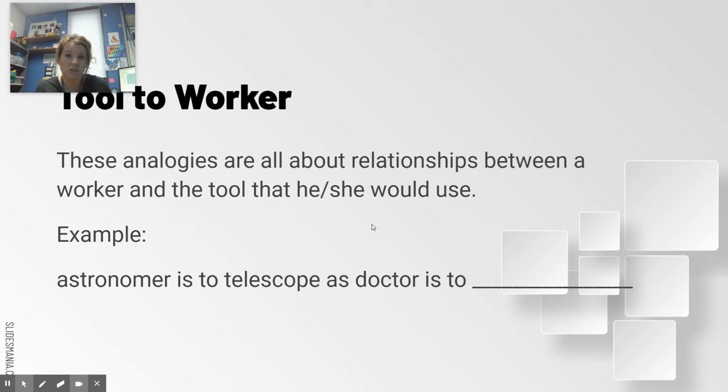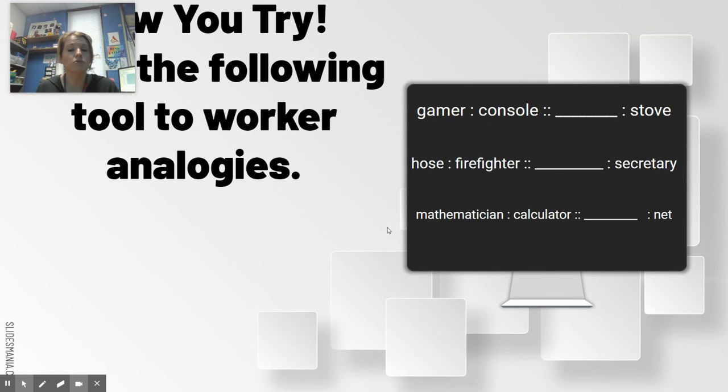Now, obviously, there's a couple different things that you could put in here. I said stethoscope. A doctor, that's typically what I think of. They have a stethoscope around their neck. There are other options that you could put in there, but stethoscope is what came to my mind. So astronomer is to telescope as doctor is to stethoscope. All right, you try these ones.